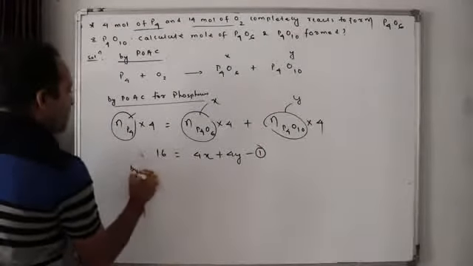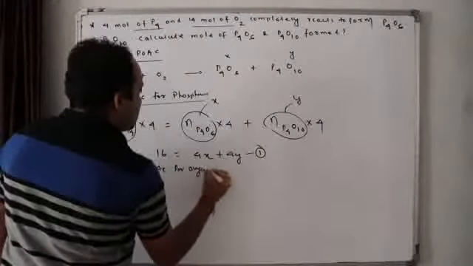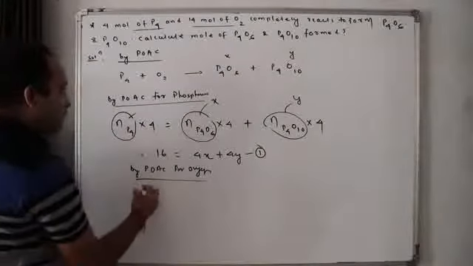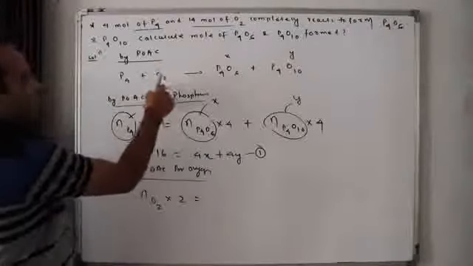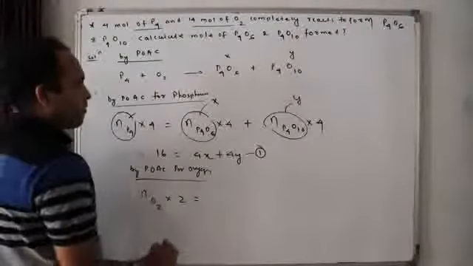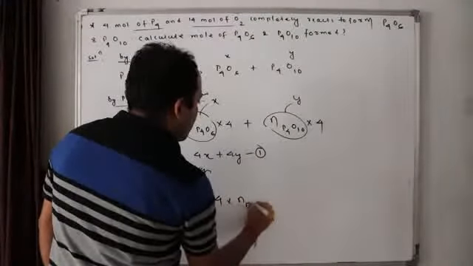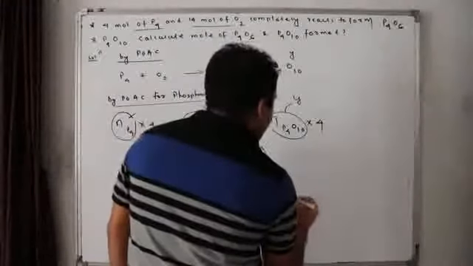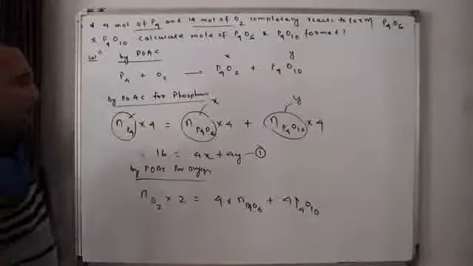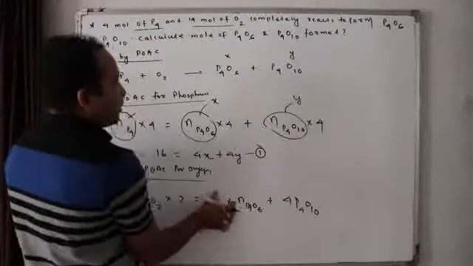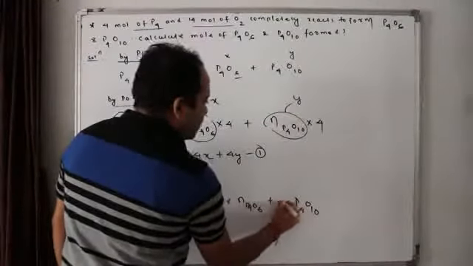Now, by applying POAC for oxygen, how can I do? For oxygen, number of moles of O2 into 2, since each molecule contains 2 oxygen, is equal to 6 into number of moles of P4O6, plus 10 into number of moles of P4O10, because both of them have oxygen. Here oxygen is 6, here oxygen is 10, because we are doing it for oxygen, right?